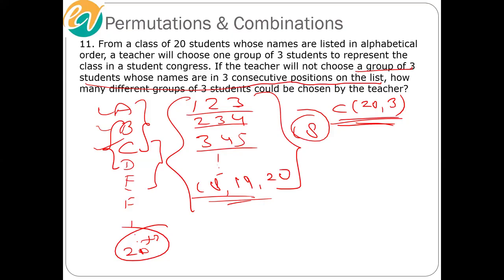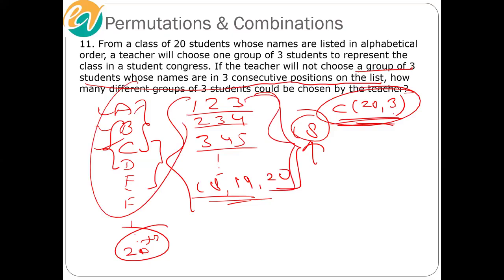So out of the total number of 3 student groups that was possible, these 18 groups are not allowed as per the constraint. So you just subtract 18 from this. Those disallowed groups are 18. Is it clear now?